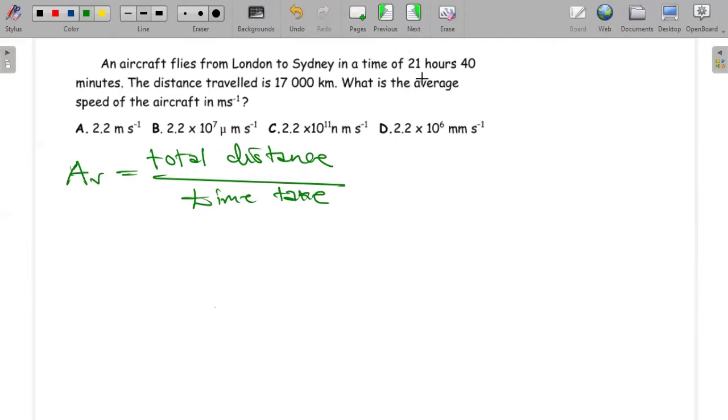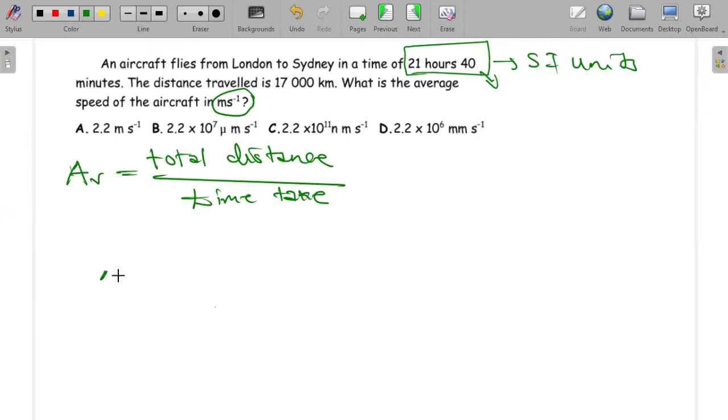But if you look at the time that we have, it is not in its SI units. It has been given as 21 hours, 40 minutes, whilst we know the SI unit for time is the second. That's why, at the end, they've specified to leave your answer in meters per second, which means we are going to convert this value of time into what? Into seconds. How are we going to do that?